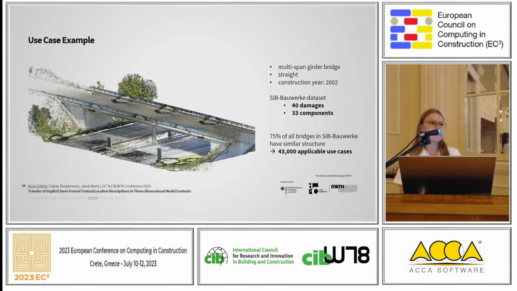And we applied, of course, this process to a use case example. That's the bridge you already saw before. It's from the TwinGAN project, and it's a multi-span girder bridge from 2002, and its inspection data had around 40 damages with 33 components. And this kind of flat bridge, 75% of all bridges in Germany have the same structure, which leads to around 43,000 applicable use cases for that approach.